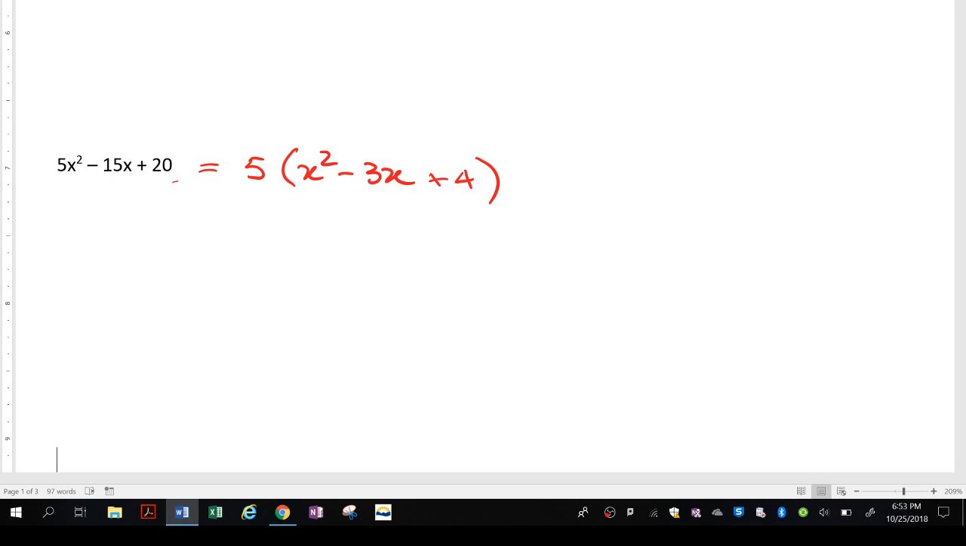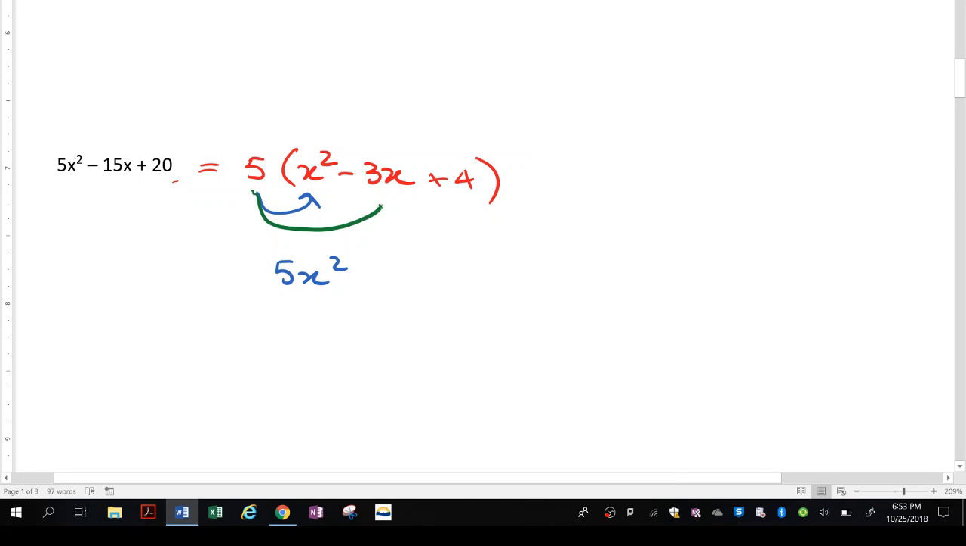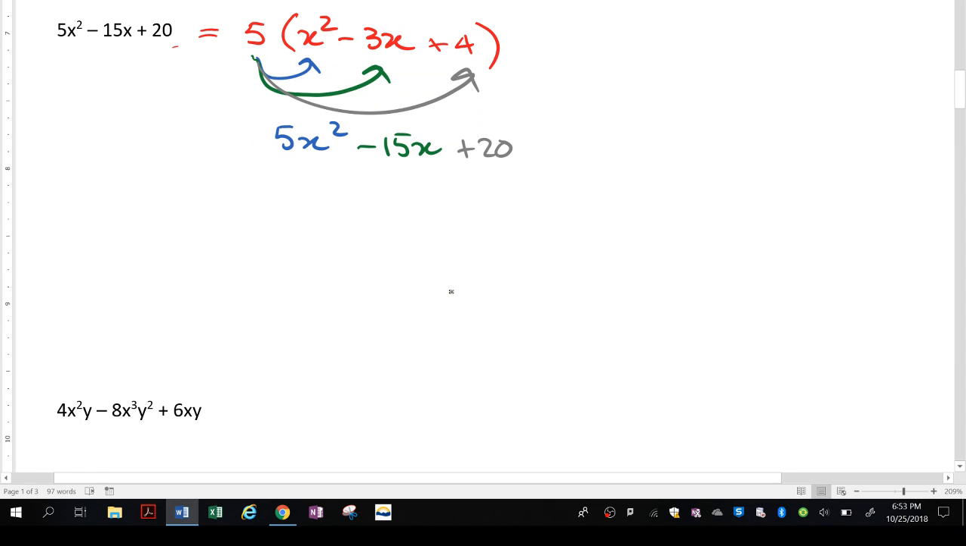And again, if we distribute, we should get back the same polynomial that we started with. So 5x squared minus 15x plus 20. Okay, one more example of this.